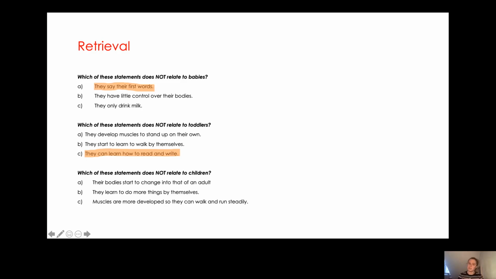Okay, and the last one. Which of these statements does not relate to children? Is it A, their bodies start to change into that of an adult? B, they learn to do more things by themselves? Or C, muscles are more developed so they can walk and run steadily? Well, we've just found out that when you're a baby, you have very little control over your body.